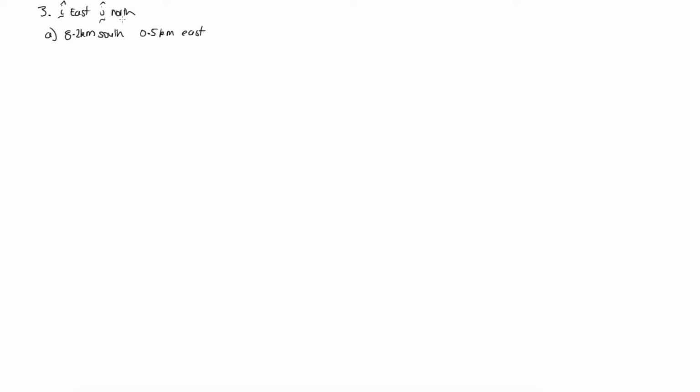So in component form, it's quite easy. We just need to add these two together. As this is south, it's going to be in the negative j direction, and east will be in the positive i direction. So we can put it in component form as 0.5i minus 8.2j kilometers.